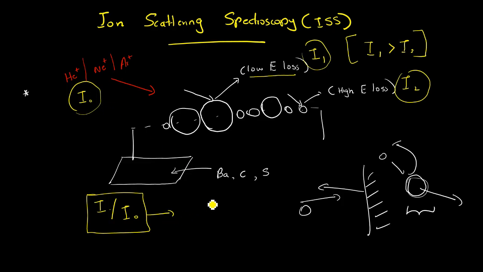So when you take the ratio I1 over I0, right, it's mostly 1. So which means the particular peak has high intensity. So when you have large atoms in your sample, you will see a high intensity peak. While in this case, I2 over I0, right, I2 is mostly reduced, so which means in this scenario the peak is smaller. So let me draw you an example here.